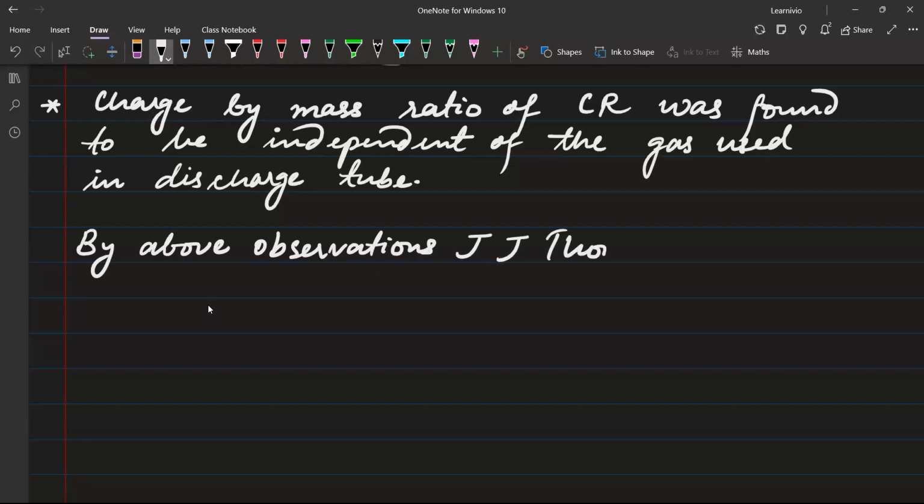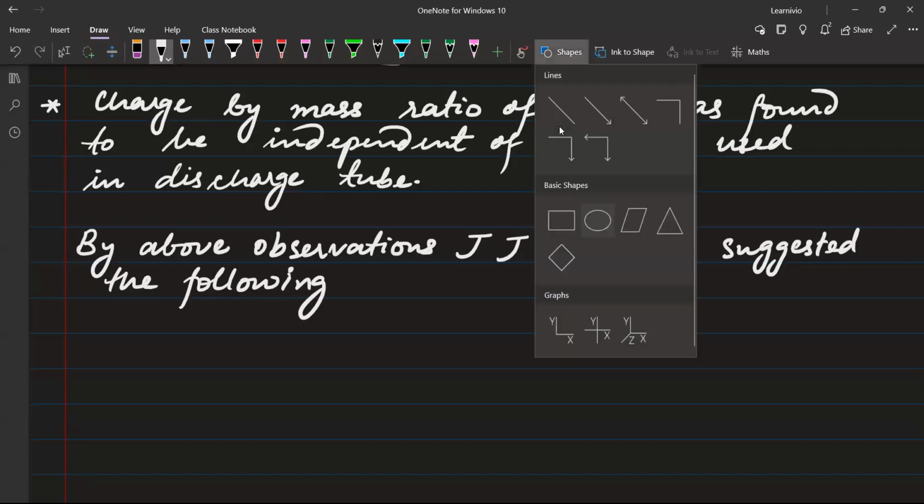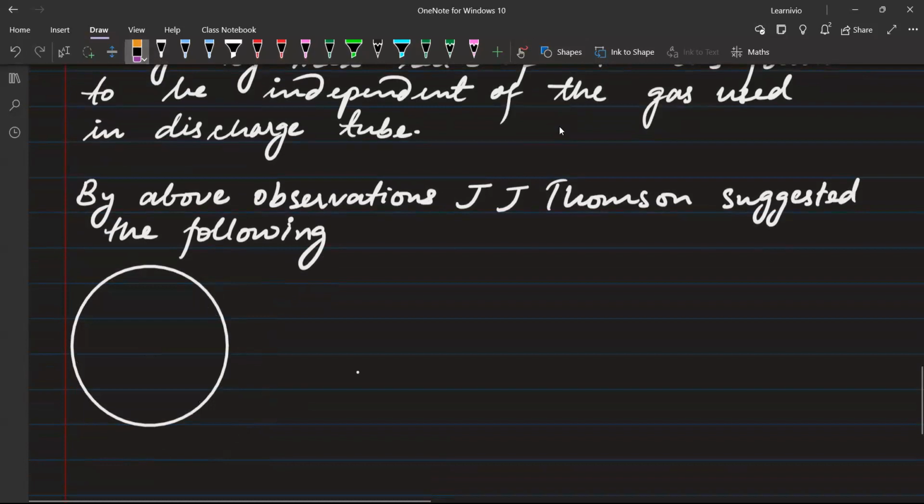J.J. Thomson suggested the following. Now we tried a lot of experiments in order to understand that if there is something negative, there should also be something positive. But he could not devise any experiment to get the protons. He did not get any positively charged rays. So what J.J. Thomson concluded from his observations was that he was getting particles which were negatively charged. So obviously the structure of the atom would be something like this, that atoms have negative charges, right?